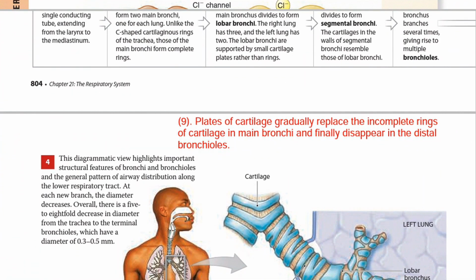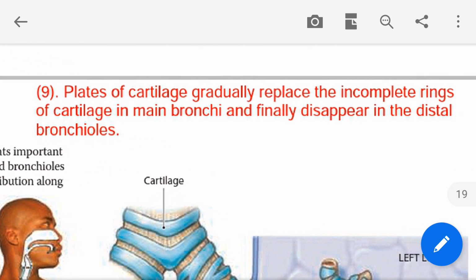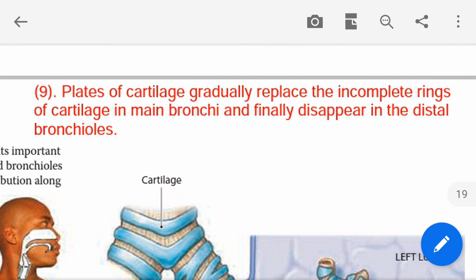Now we are discussing the ninth point: cartilage. We know the cartilaginous rings are there in the trachea and the left and right main bronchi. They have incomplete cartilaginous rings. But gradually, as the branches become smaller and smaller, these cartilaginous rings disappear, and at the distal bronchiole they completely disappear.